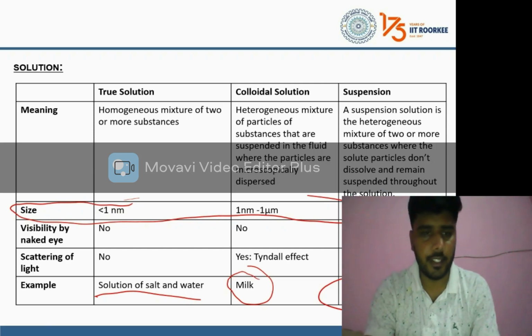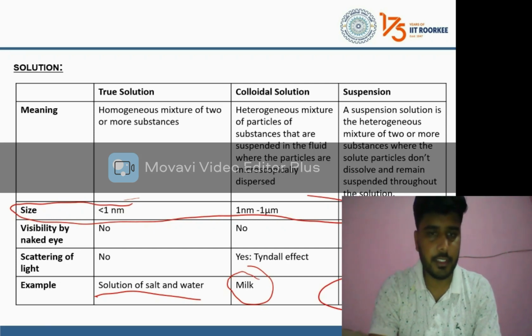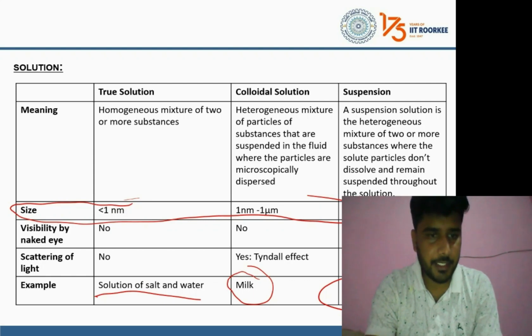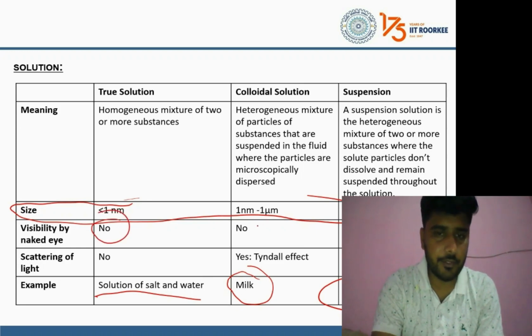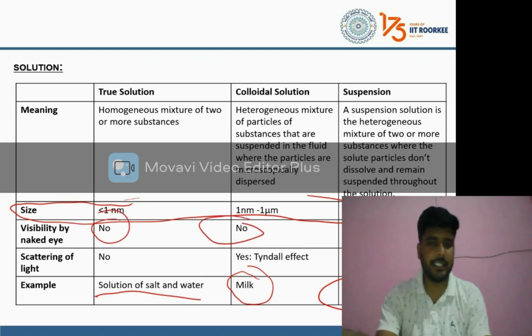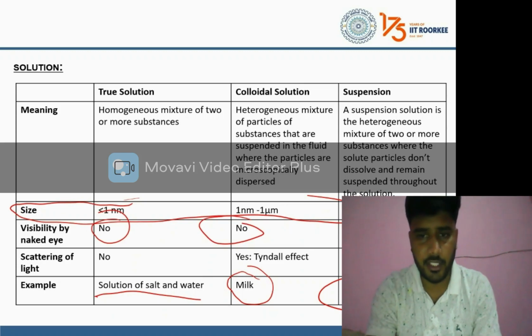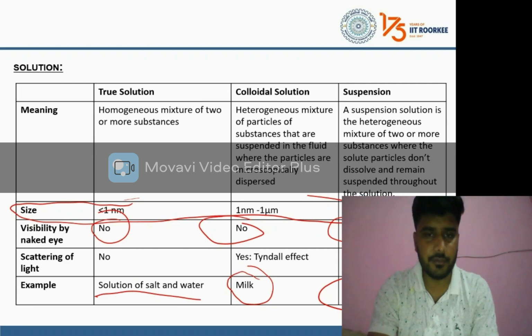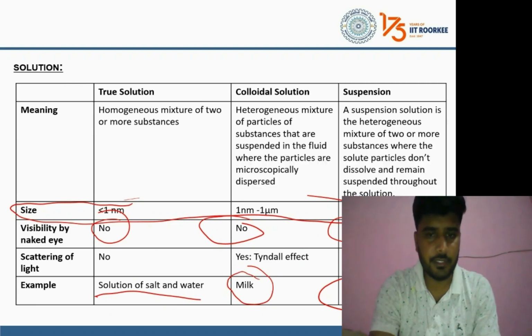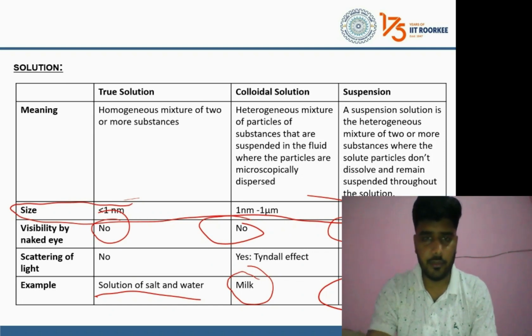suspension. Another property you have to focus on is visibility by the naked eye. You can't see the true solution by the naked eye, and similarly for the colloidal solution, because they have a very small particle size, but in the case of suspension, you can see it clearly by the naked eye. So these are some basic properties of these three solutions. On the basis of these values, your question is solved.